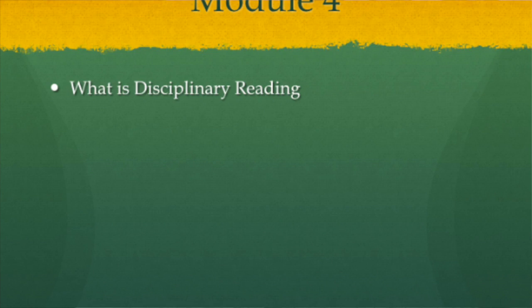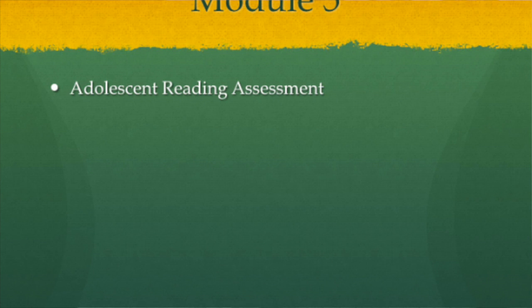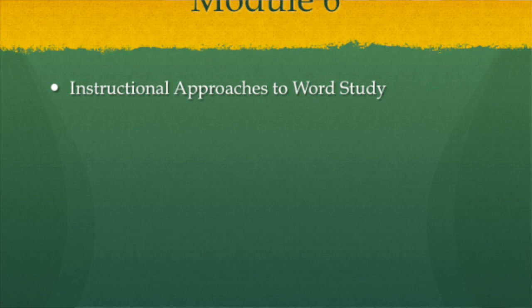The 4th module will then go into, well, what exactly is disciplinary reading? So we'll get a good handle on what that really means. Module number 5, we'll talk a little bit about adolescent reading assessment. And when I talk about adolescent reading, I'm really talking about grades 4th, 5th, on into middle school and into high school. So how would we assess these students to understand what kind of readers they are and how we could best help them? Module 6 will then get into instructional approaches around word study, around vocabulary.